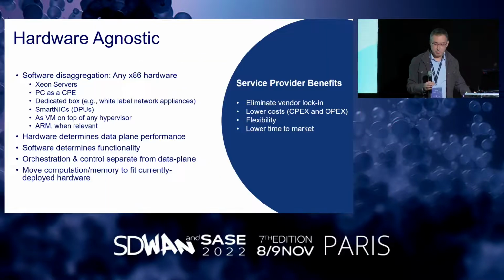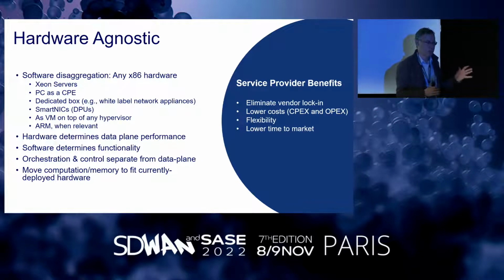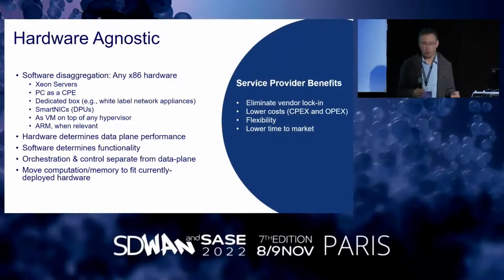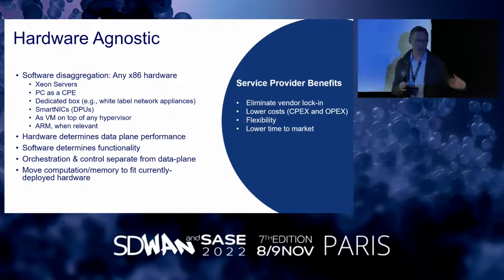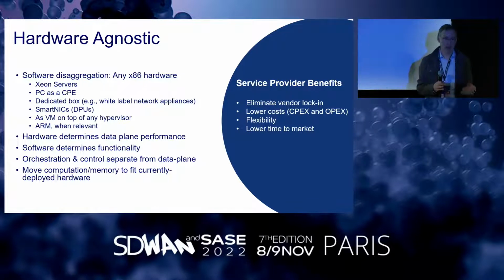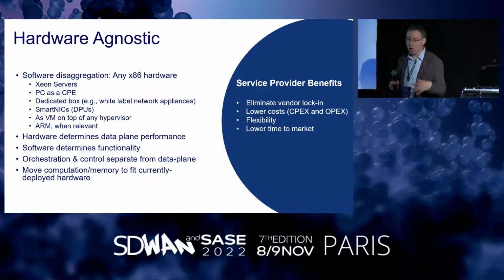So the first one is being hardware agnostic. I think this is maybe the most important thing that we have in BBT, and this is what our customer really wants. So our software, and I think that any SD-WAN software, should work with software disaggregation and should work on any or almost any existing hardware. So it can work on Xeon servers, it can work on Atom. We can have a PC as a CPE. We can work on SmartNICs or data processing units, this is the NVIDIA name for SmartNIC these days, or a dedicated box.